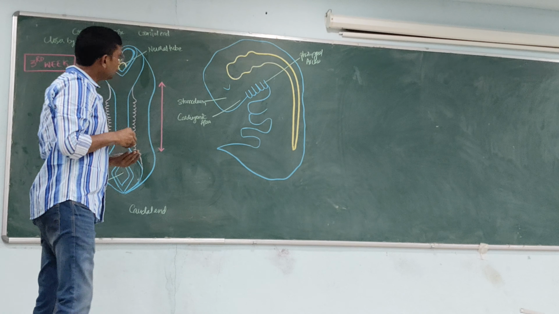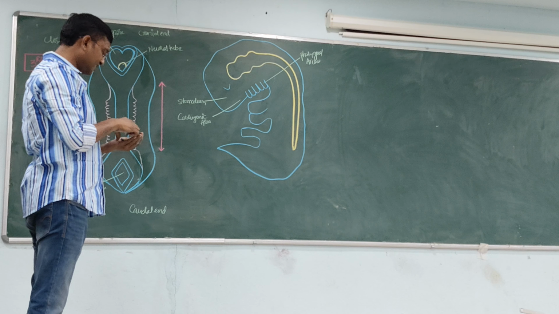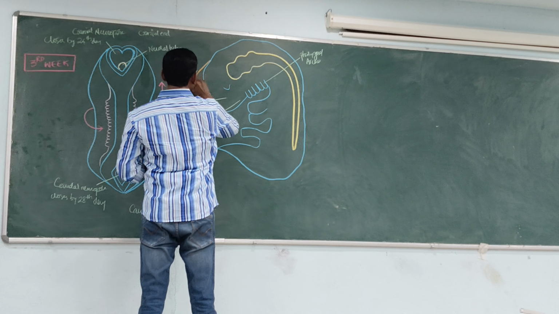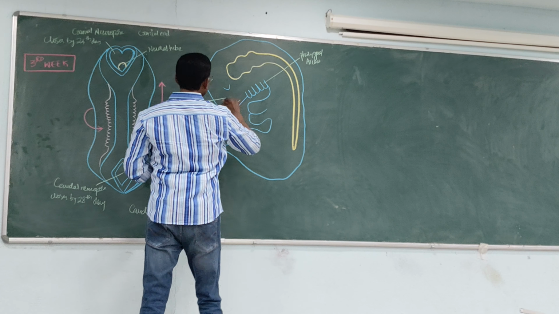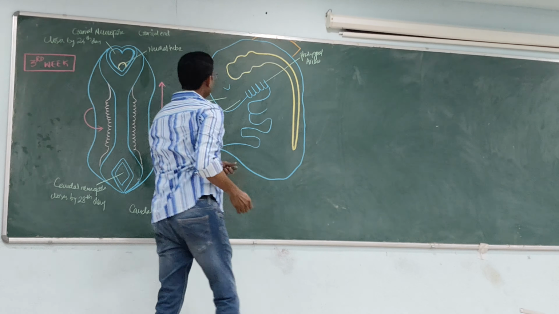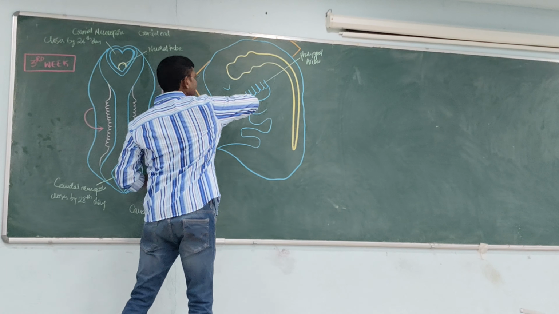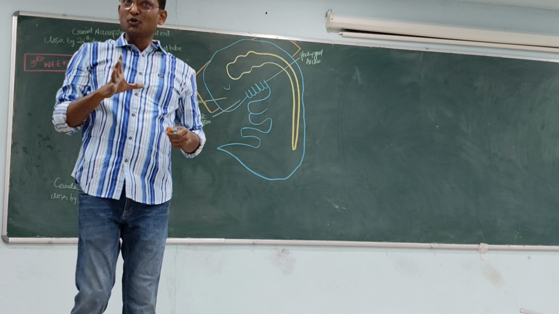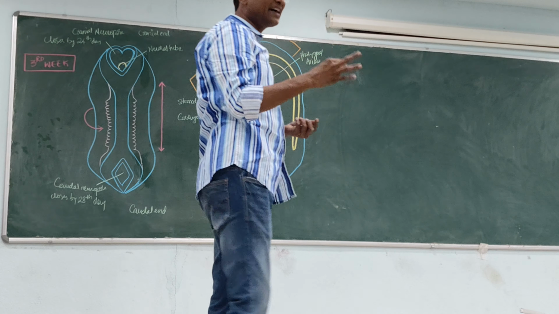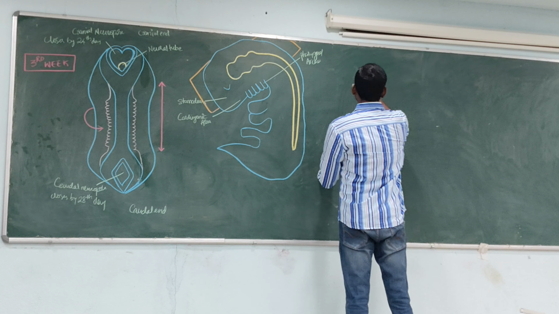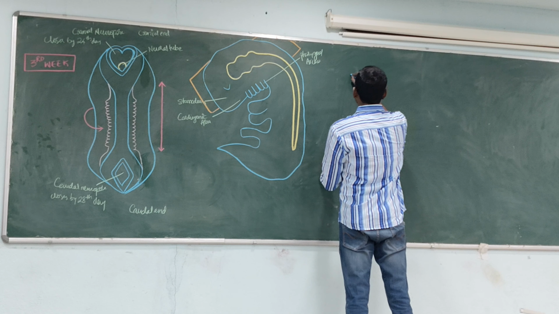So now I just wanted to take a section of the embryo in such a way that I will cut the embryo like this. In this way, in the upper part, I am just cutting so that I will cut through these pharyngeal arches. Once I cut through these pharyngeal arches, how will they appear? How they appear is like I need to work a lot now.